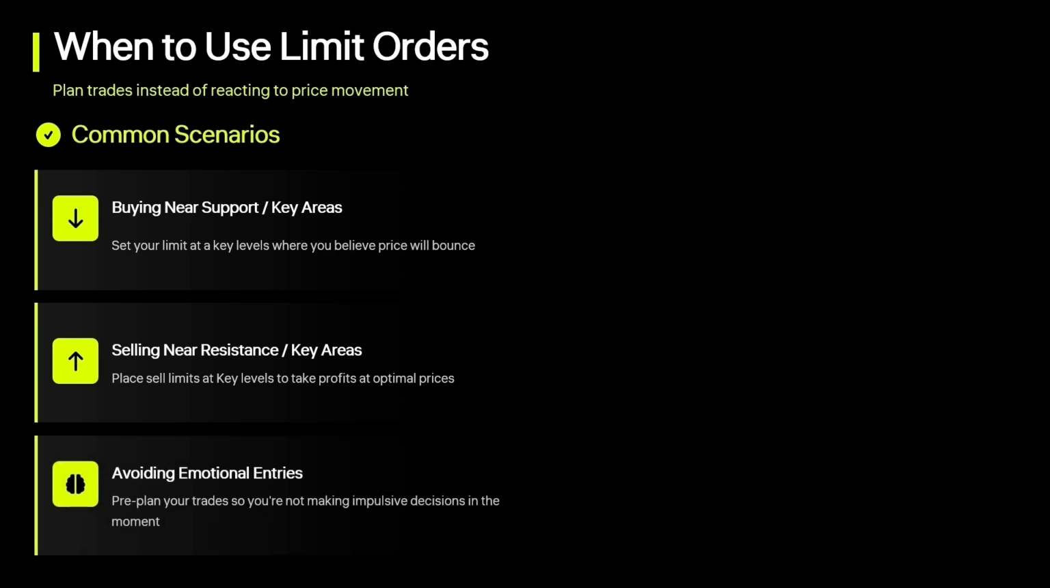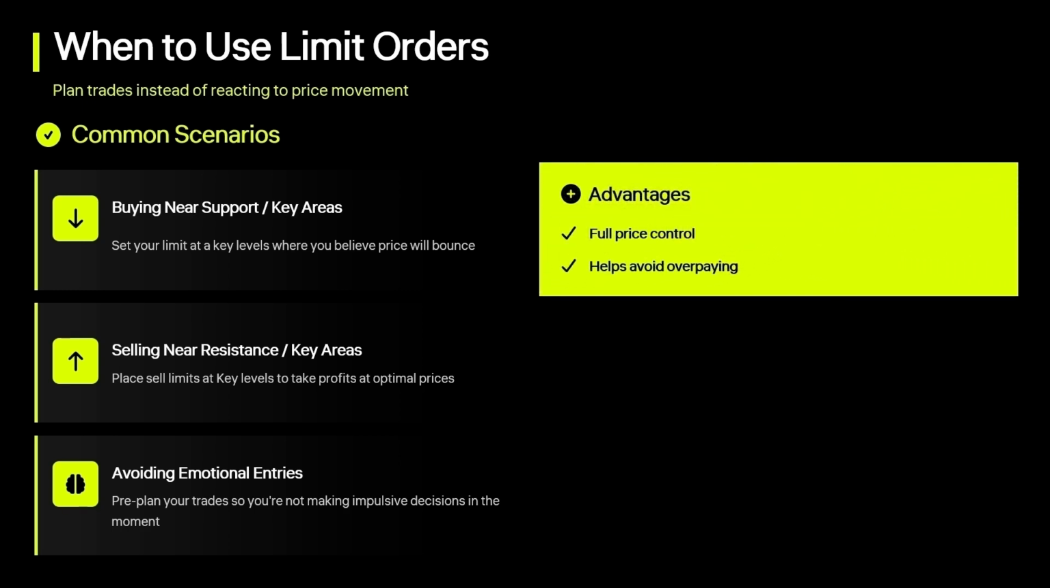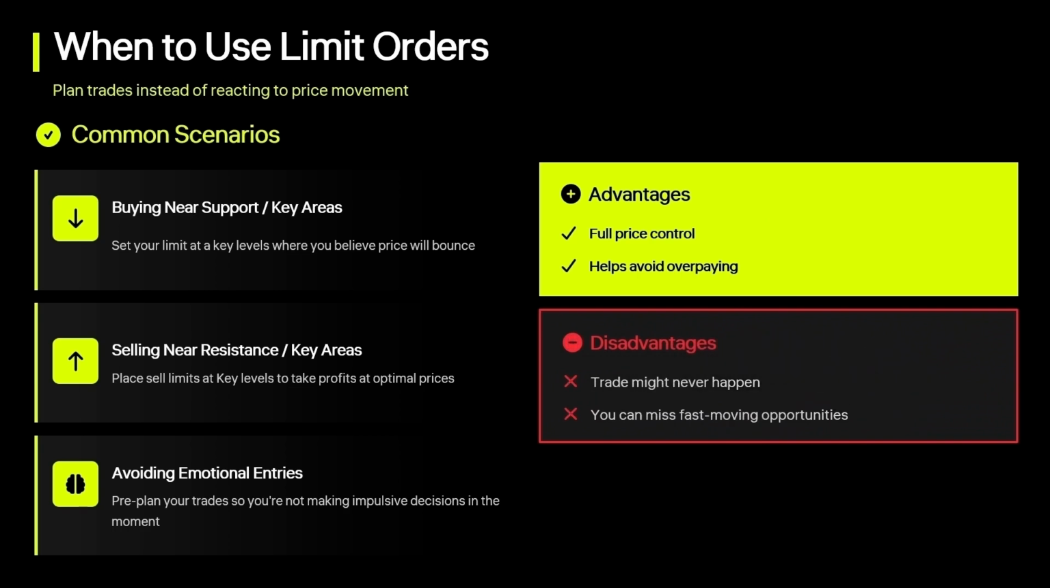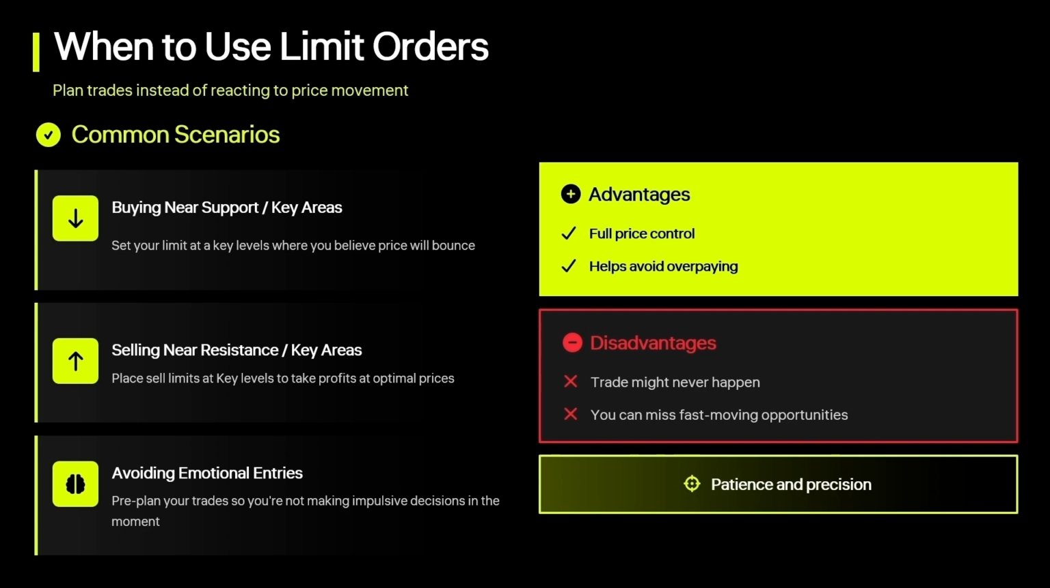Another big point is avoiding emotional entries. You have your trade pre-planned, so you're not making impulsive decisions in the moment itself. Now, the big advantages are you have full control over the price you want to enter and exit the market, and it helps you avoid overpaying due to slippage. Disadvantages: your trade might never happen and you can miss fast-moving opportunities. So if market orders are about speed, limit orders are about patience and precision.